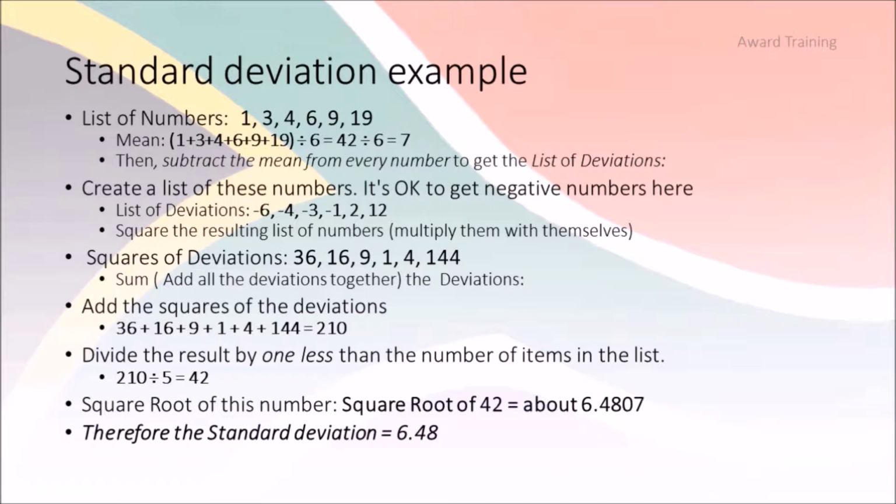Now this is where it gets tricky. We've been working with a list of 6 numbers. When you take the 210, you divide it by 1 less than the number in our list. In other words, 5. So 210, which was our total of our square of deviations, divided by 5 gives you 42. You then take the square root of this number. Square root of 42 is around 6.4807, and therefore our standard deviation is 6.48.